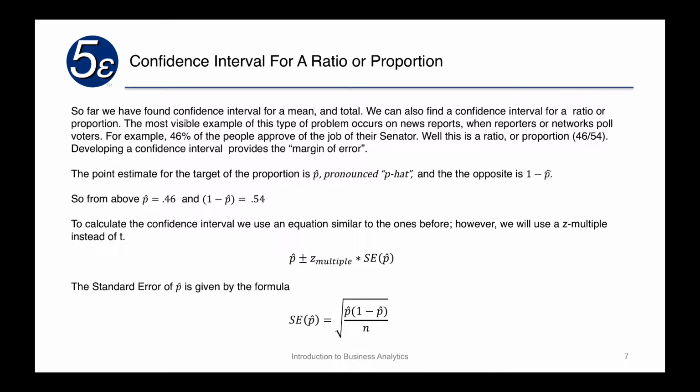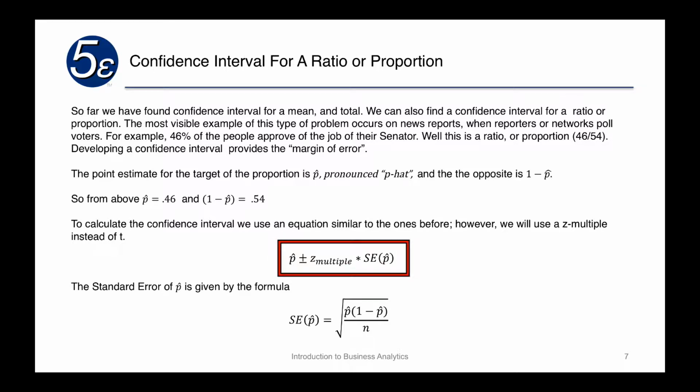So when we say 46% of the people approve of the job of their senator, the ratio is 46 over 54, which would be 46%. The point estimate for the target of the proportion is p-hat, and the opposite is 1 minus p-hat. So from above, our p-hat is 0.46, and 1 minus p is 0.54.